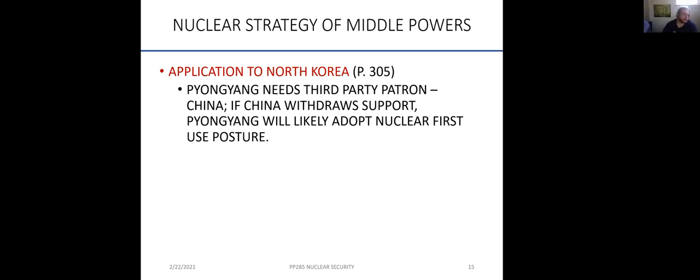Professor Nacht, we have some really great questions in the chat. First off, can you define what a third-party patron is? So a third-party patron is a country that's allied to a nuclear power and is pledged to protect that nuclear power from attack.